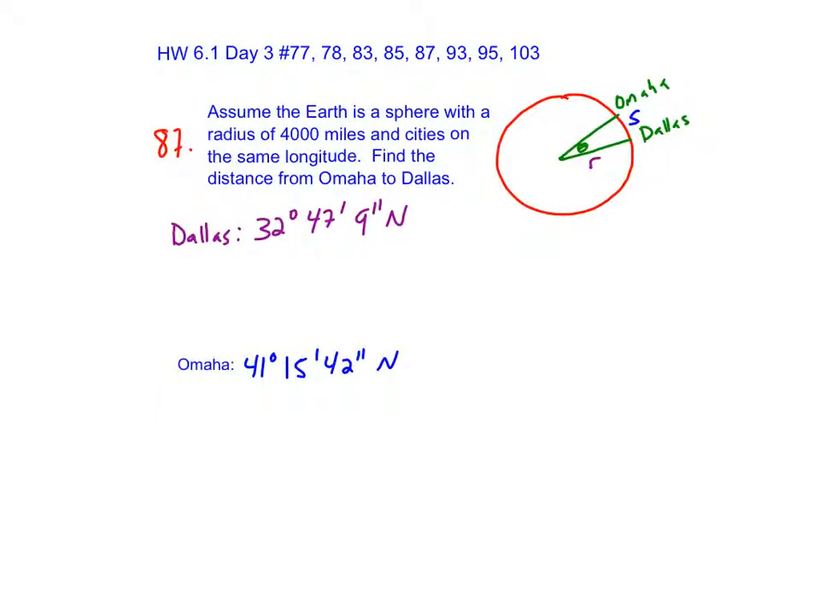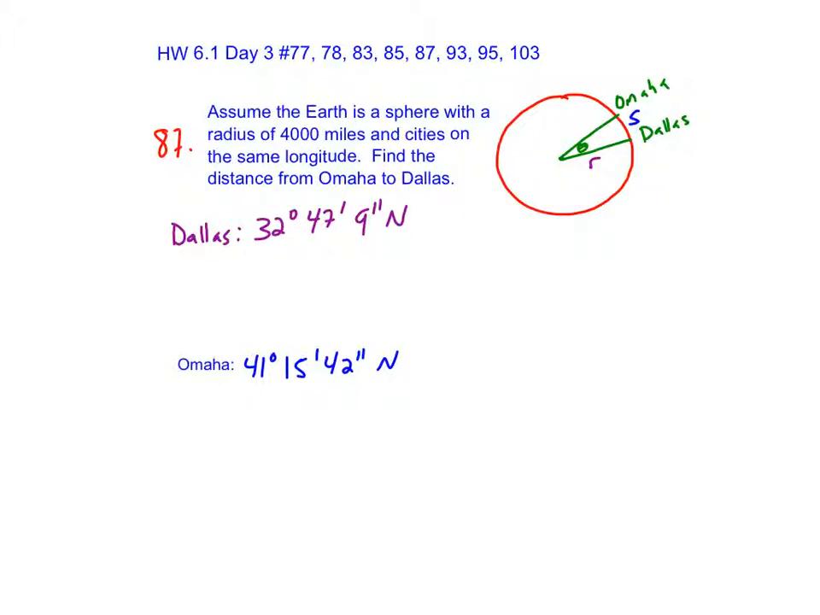This is a solution to problem 87 from homework 6.1 day 3. We're told, assume the Earth is a sphere with a radius of 4,000 miles and cities on the same longitude. Find the distance from Omaha to Dallas.